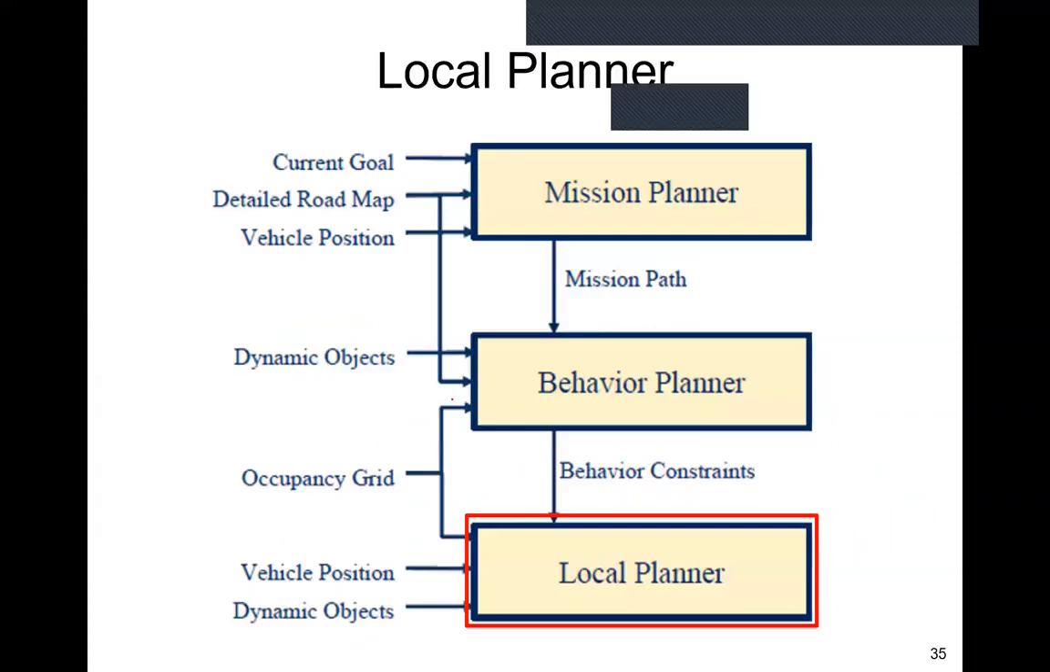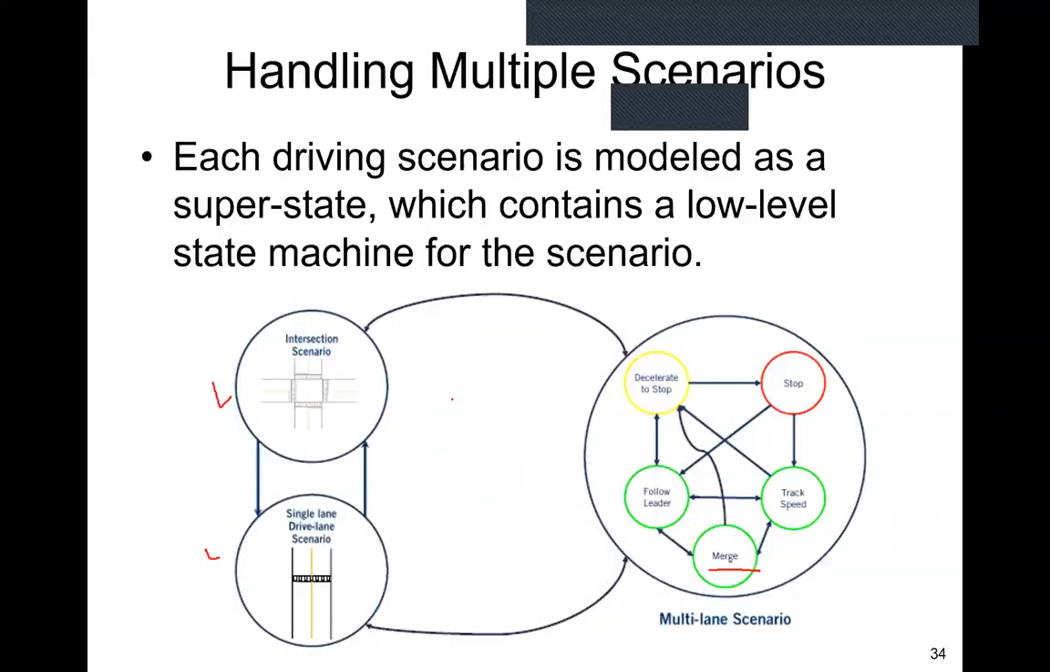So that's a very brief description of the behavior planner. I skipped a lot of details. For example, if you have other dynamic objects, you need to perform prediction of their movement, which is a very difficult problem, especially if you have pedestrians, which are very unpredictable.